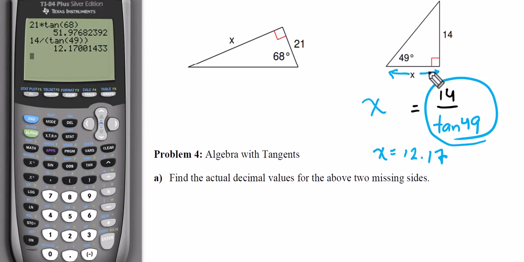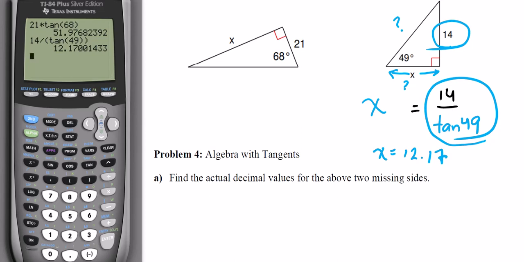Now, let's take a little breather here and discuss why we are doing this. Why can't we use the Pythagorean theorem? Well, because the Pythagorean theorem requires us to have two sides to find a third side. Do you notice that we don't have this hypotenuse and we don't have this side? We only have one number. So the Pythagorean theorem does not work here. What tangent allows me to do is find another side using only one side and one angle.